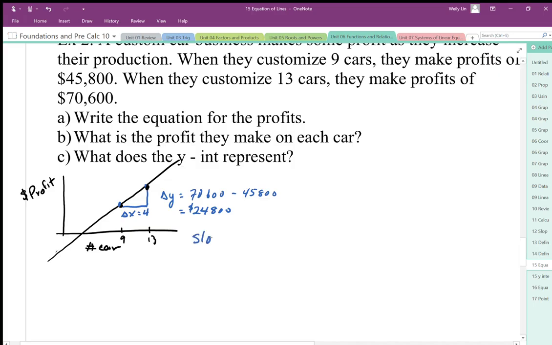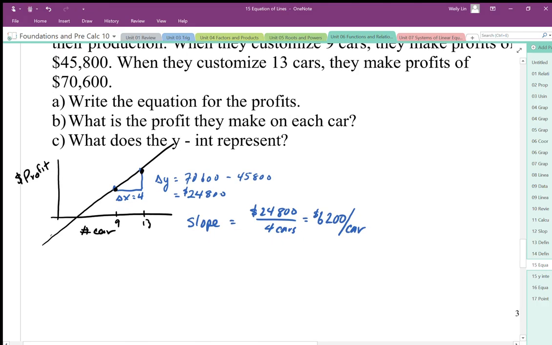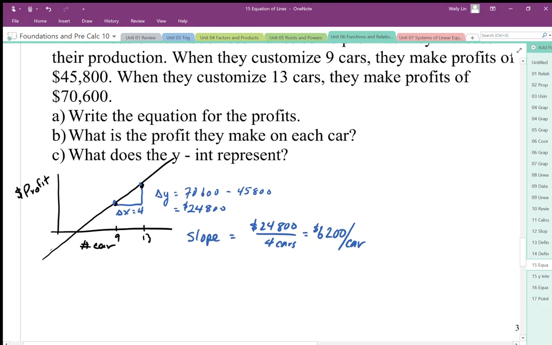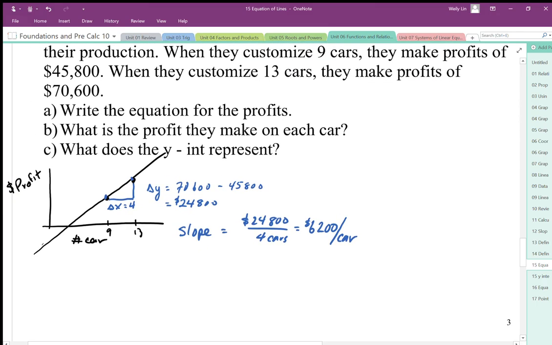So my slope then is going to be $24,800 for every 4 cars. I think it would be more useful to use a unit rate here. If I divide that, I'm going to end up with $6,200 per car. Okay, so there's my slope. That's my m. So I need to then write the equation for this. So far in my equation, I have y equals $6,200 times x.